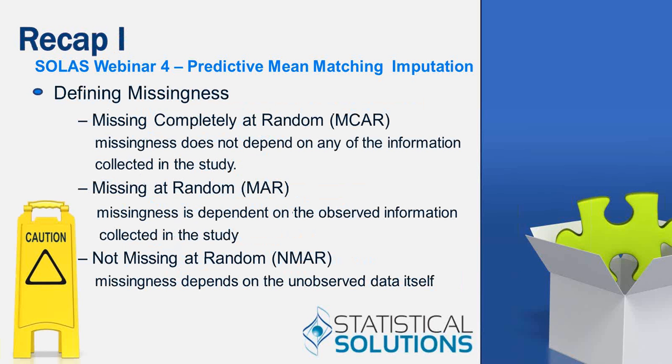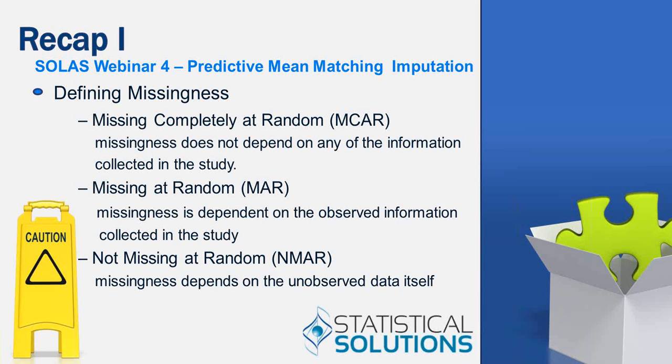Just doing a recap, defining the different types of missingness, there are 3 main types of missingness. Missing completely at random, where the missingness in the data does not depend on any of the information collected in the study. So of all the information that you've gathered, the missingness cannot be attributed to any of the information that we have. A subset of this then is missing at random, where the missingness is dependent on the observed information collected in the study. So something that we've already collected can be used to explain the missingness. And finally, not missing at random is where the missingness depends on the unobserved data itself.